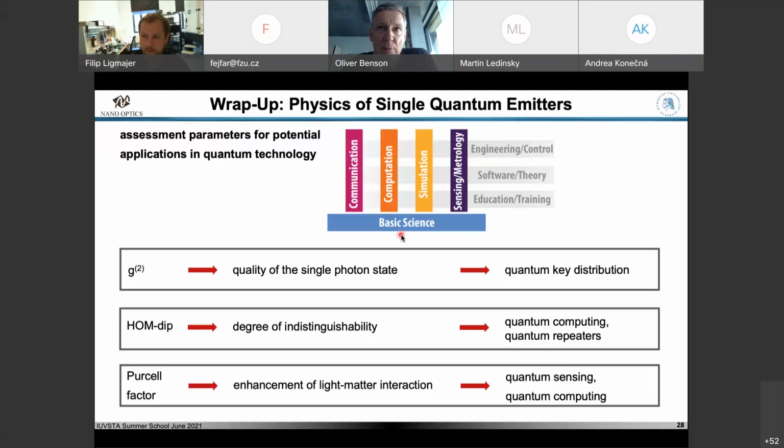And third part, this modification of the vacuum. This is also very important if you want to modify the interaction of an atom with electromagnetic fields in the environment. And this can also be used for quantum technology applications. Good, so next I would like to jump into a first application of these individual quantum emitters, and we will make use of the efficient collection of photons from these quantum emitters.